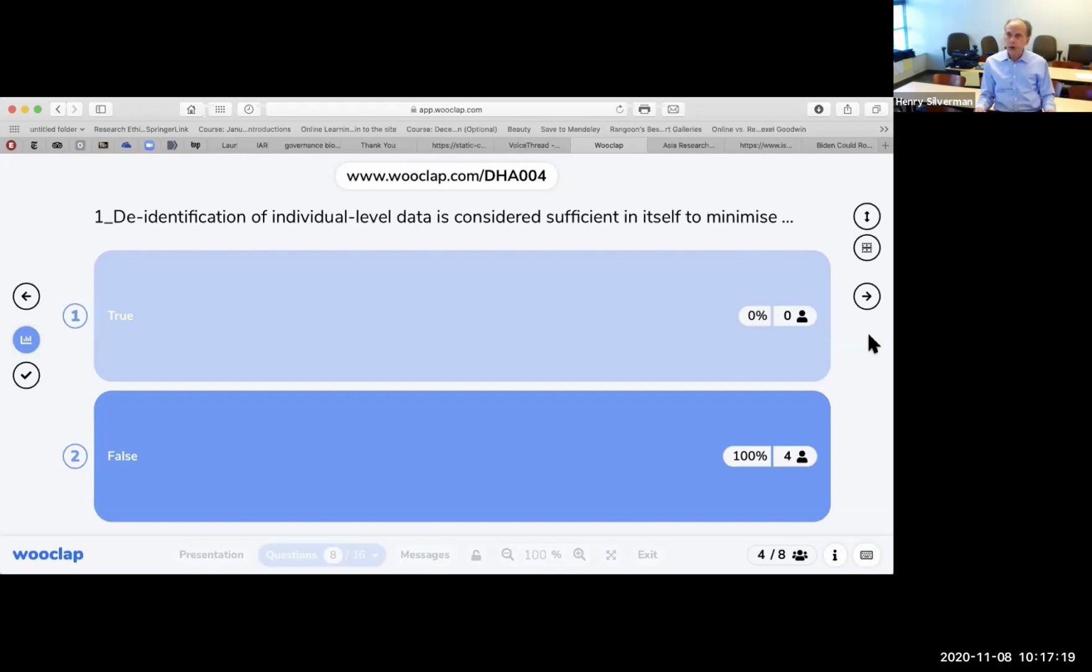The correct answer is false. Why is that? What other types of harms could occur? Anybody? Sometimes you need to identify the data. The issue is that if the individual data are de-identified, no harm could occur to the individual, him or herself. However, as we discussed last week, with the Havasupai tribe, there could be group harms, harms to the tribe or the ethnic group as well.